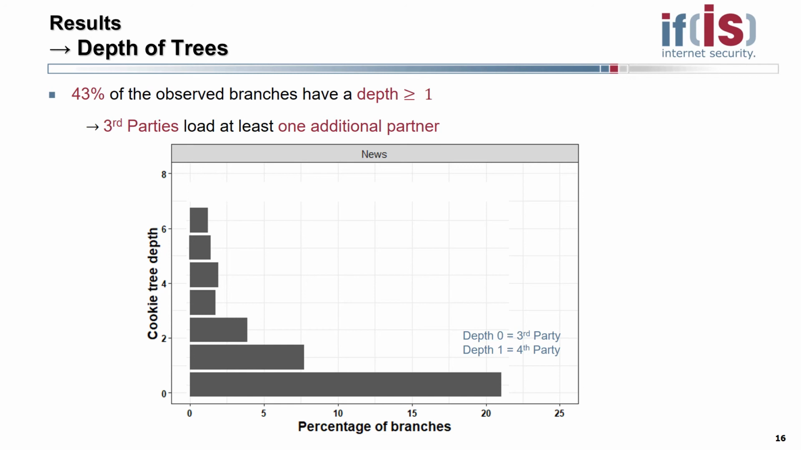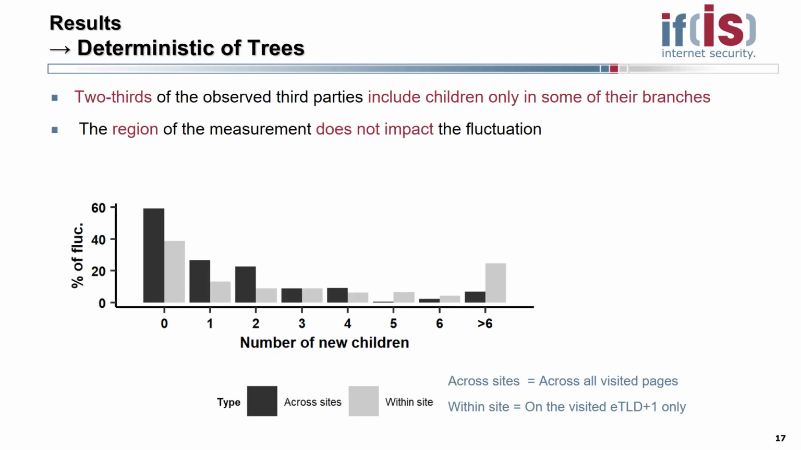While these third parties are not a problem themselves, we asked ourselves if each third party will load the same partners every time the user visits a website, or if settings on the client or other environmental effects like the date or the region of the visit will influence this. To analyze that, we looked at the deterministic of our trees. By deterministic, we mean if a service provider can a priori say which third parties will be loaded if a given third party is inserted into a website.